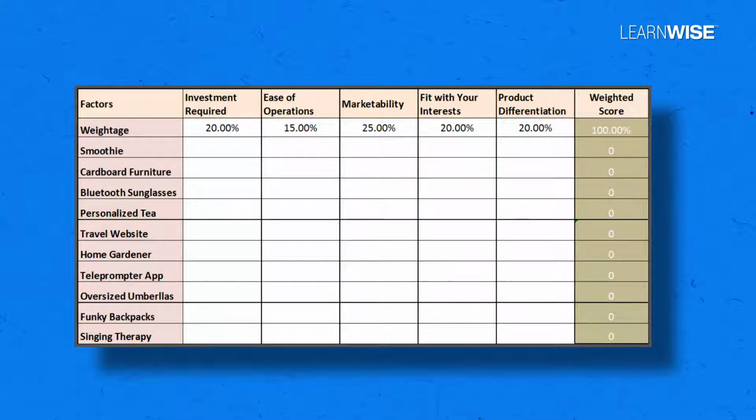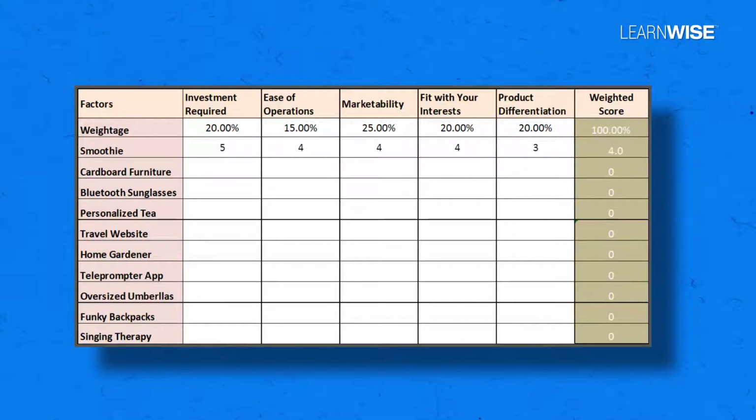Since the smoothie idea does not require much investment, it is given the top score of 5 on the factor investment required. Similarly, since the idea ranks quite well for the factors ease of operations, marketability, and fit with interests and strengths, it is given a 4 on all of these factors. It is a differentiated product but not so unique. So, for differentiation, it is given a score of 3.